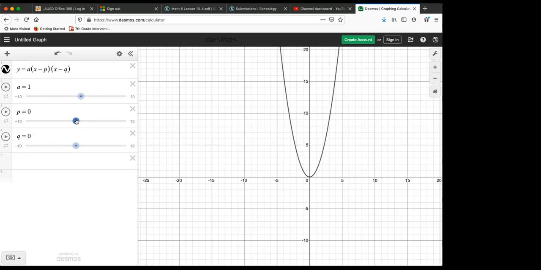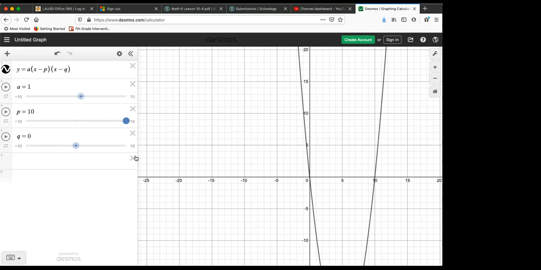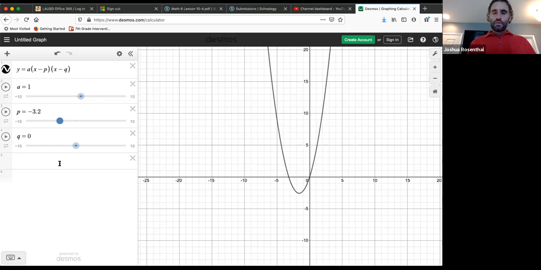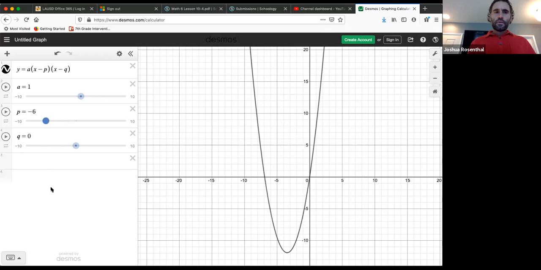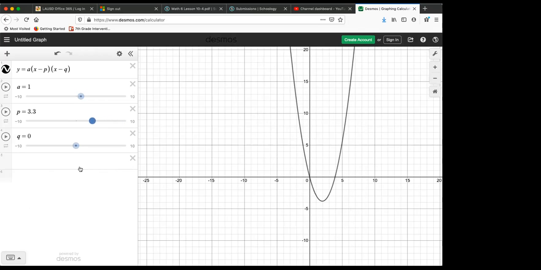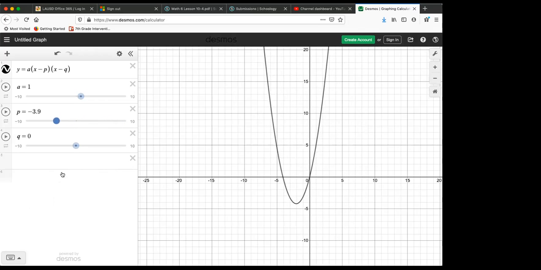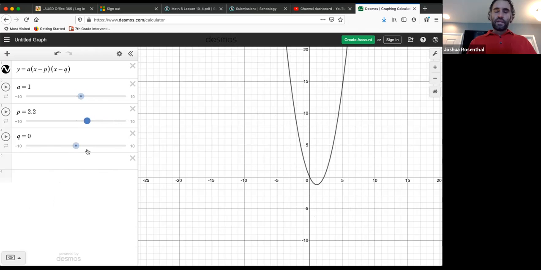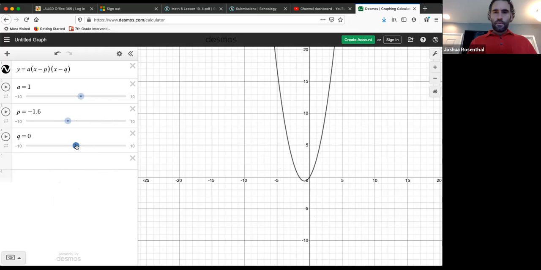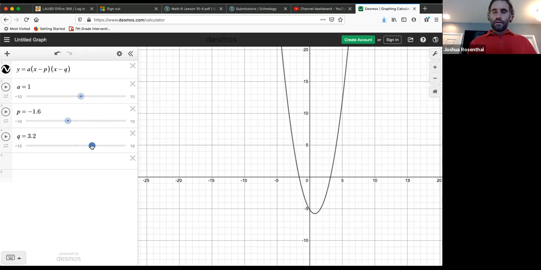So let's see. But one of the roots looks like it's always 0. So the root is P and the other root is Q. Right. But one of them is always zero here. What if you change both? Both of them. Oh. Then the roots are not... Right. Yeah. So then, what?